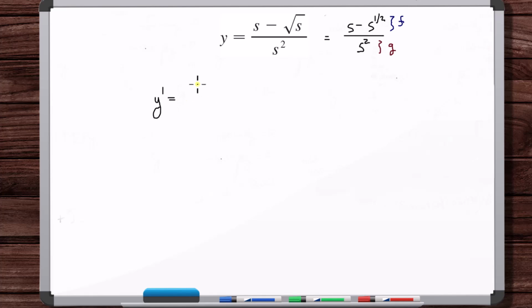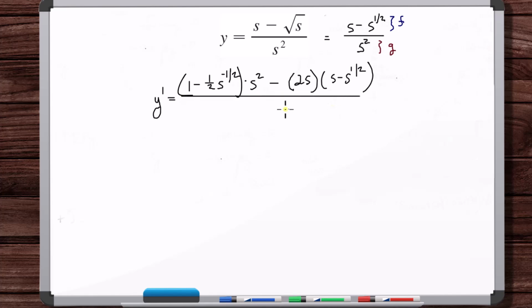The derivative of the top, 1 minus 1/2 s to the minus 1/2, times the bottom, minus the derivative of the bottom, so 2s times the top, s minus s to the 1/2. All over the bottom squared, so s to the fourth.